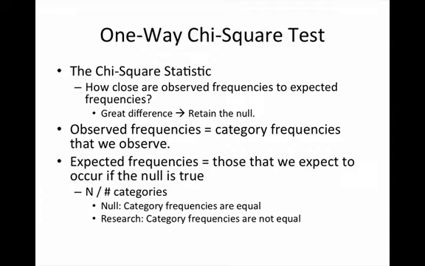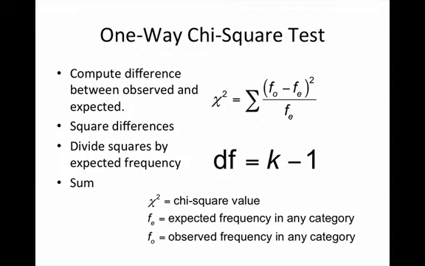And so the observed frequencies refer to how many in each group we observe. And our expected frequencies refer to those that we expect to occur if the null is true. So in general, the expected frequencies are defined as n, or the number of people that we have in our sample, divided by the number of categories, such that the null hypothesis is that the category frequencies are equal, and the research hypothesis is that the category frequencies are not equal.